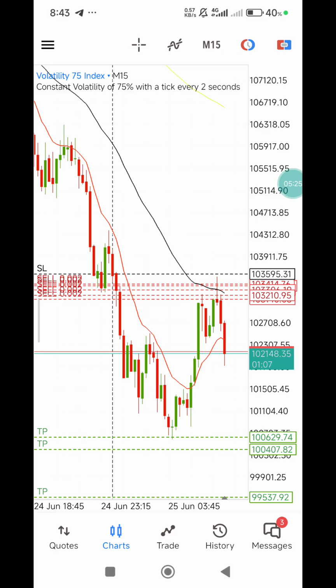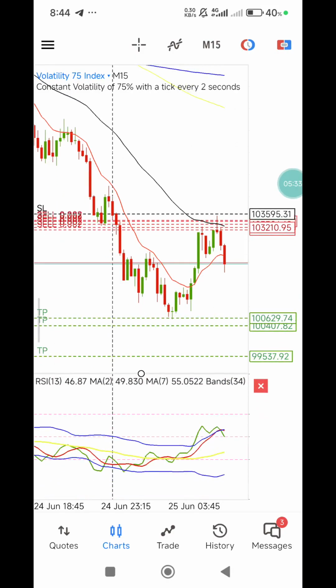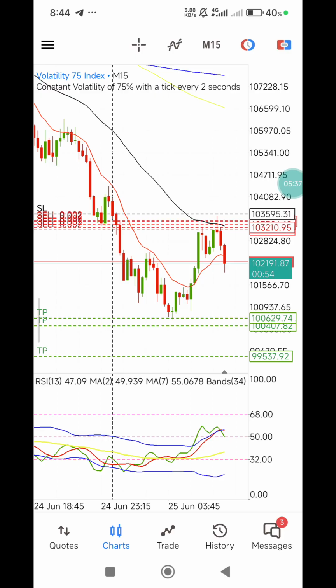As far as your CRT is confirmed. And another thing I use with my CRT is my TDI. Let me show you. Your TDI too will confirm the purge for you. Your TDI will confirm the purge for you too, and that is another confirmation that you must blend with your CRT trading.